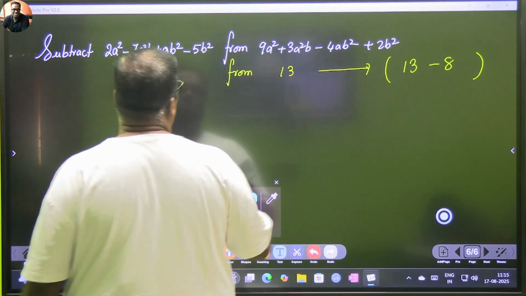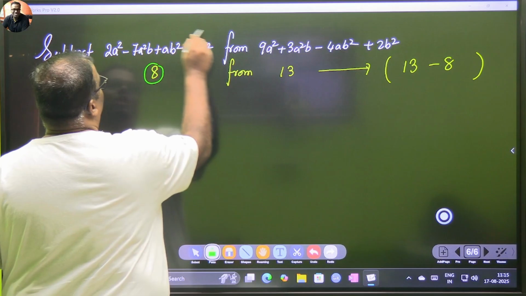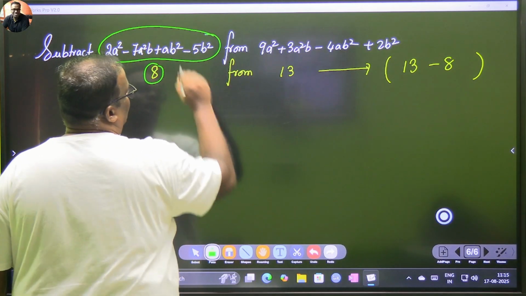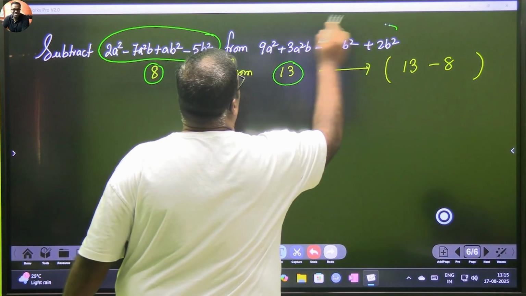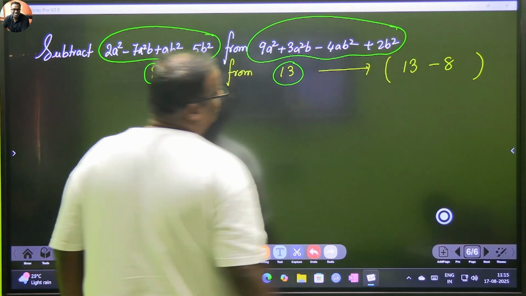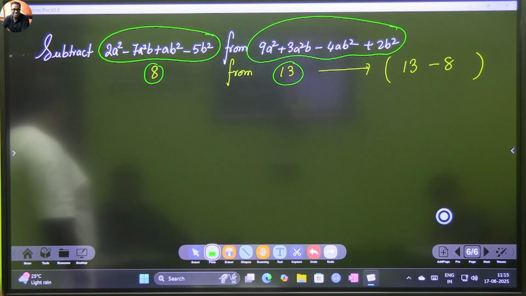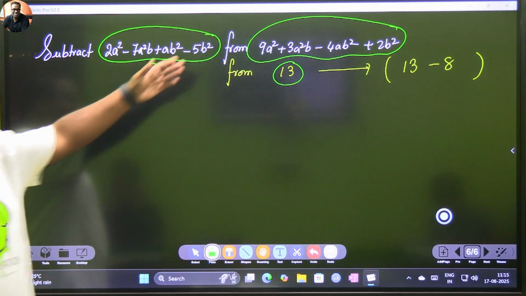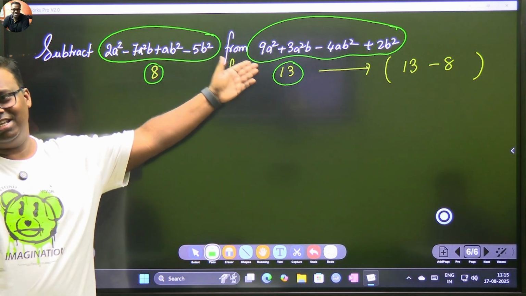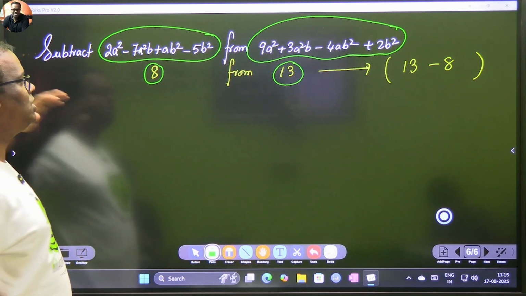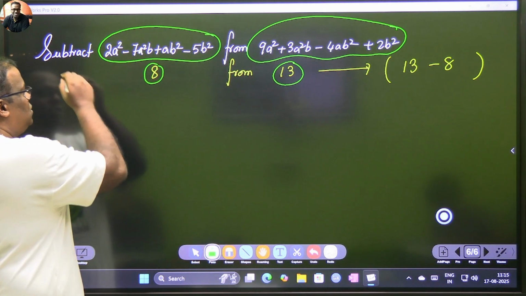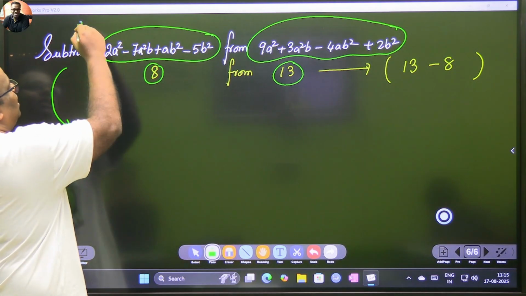Now, for your problem, what is your 8? Your 8 is this number. And what is your 13? Your 13 is this number. Have you understood the trick now of how to go about this problem? So that is the bigger number, whatever it is, and this is the smaller number. So how do we subtract? We will now subtract this problem, which is written in English, beta.